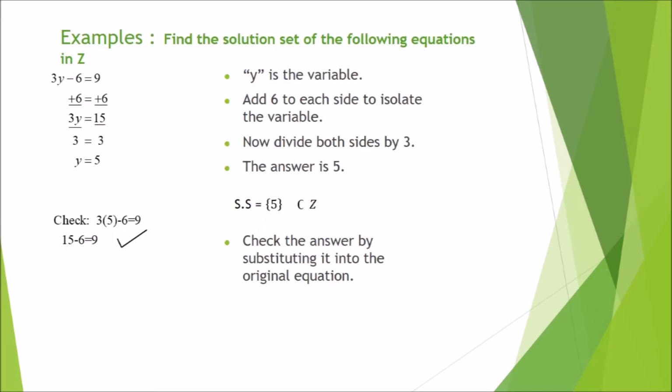Let's have examples that find the solution set of the following equations in Z. Like 3y minus 6 equals 9. Y is the variable. So I will add 6 to each side to isolate the variable. So it will be 3y equals 15. Now divide both sides by 3. Then the answer is 5. So the solution set equals {5}.